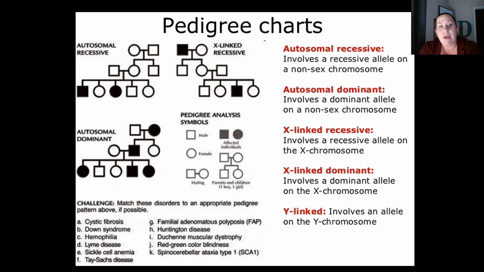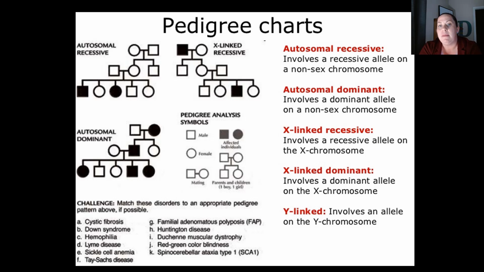Now here it's showing you some pedigrees where we have autosomal recessive versus autosomal dominant versus X-linked recessive. There's a couple of things that we want to look at. If it's autosomal recessive, this means it involves a recessive allele on a non-sex chromosome, and this means they have to have two of the little letters in order to be affected. If you look here, in these 3 generations, only 2 of the individuals are affected. So autosomal recessive disorders don't tend to be seen in a family tree as often.